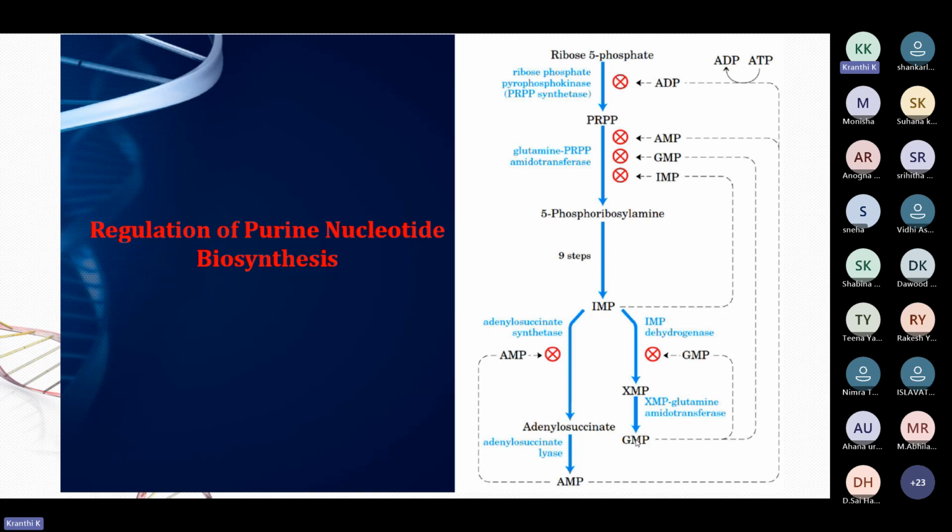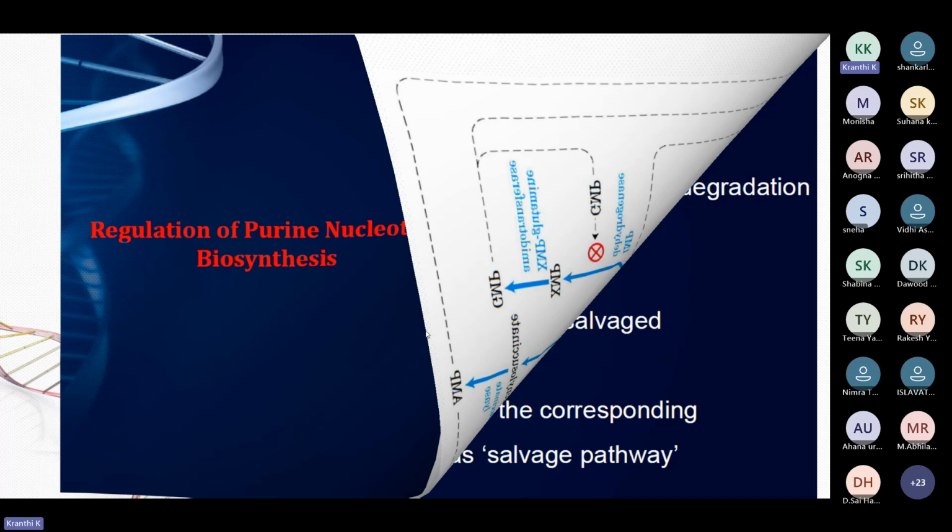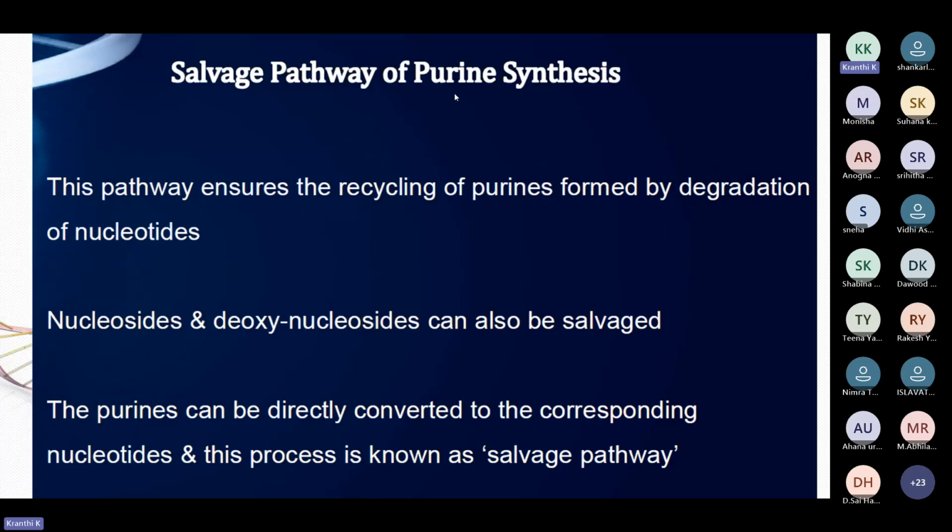So when there is more GMP, the GMP acts as a feedback mechanism so that the IMP will not be converted and won't create the XMP here. That means there is a feedback mechanism. This is the regulation of the purine nucleotide. Clear? Now, there is one more method called the salvage pathway.